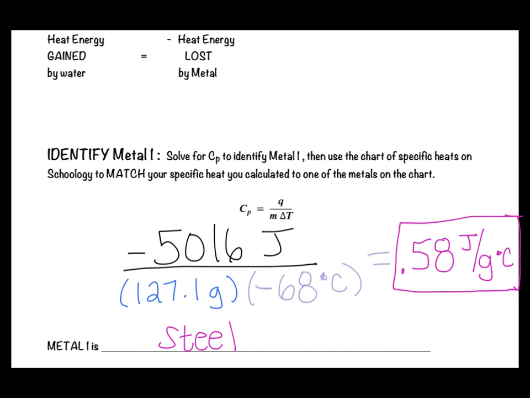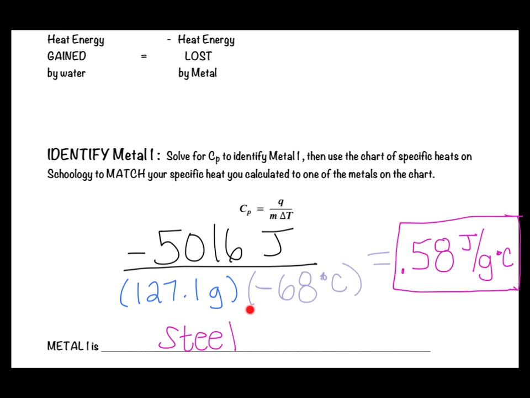All right, so now we have to figure out the specific heat of the metal. All these numbers are going to be the numbers for your metal. The heat that is being lost by my metal, I got negative 5,016 joules. The mass of the metal that I used in my sample data was 127.1 grams. Remember, this is the mass of the metal, not the water, but the metal. Okay, so put the mass of your metal here.